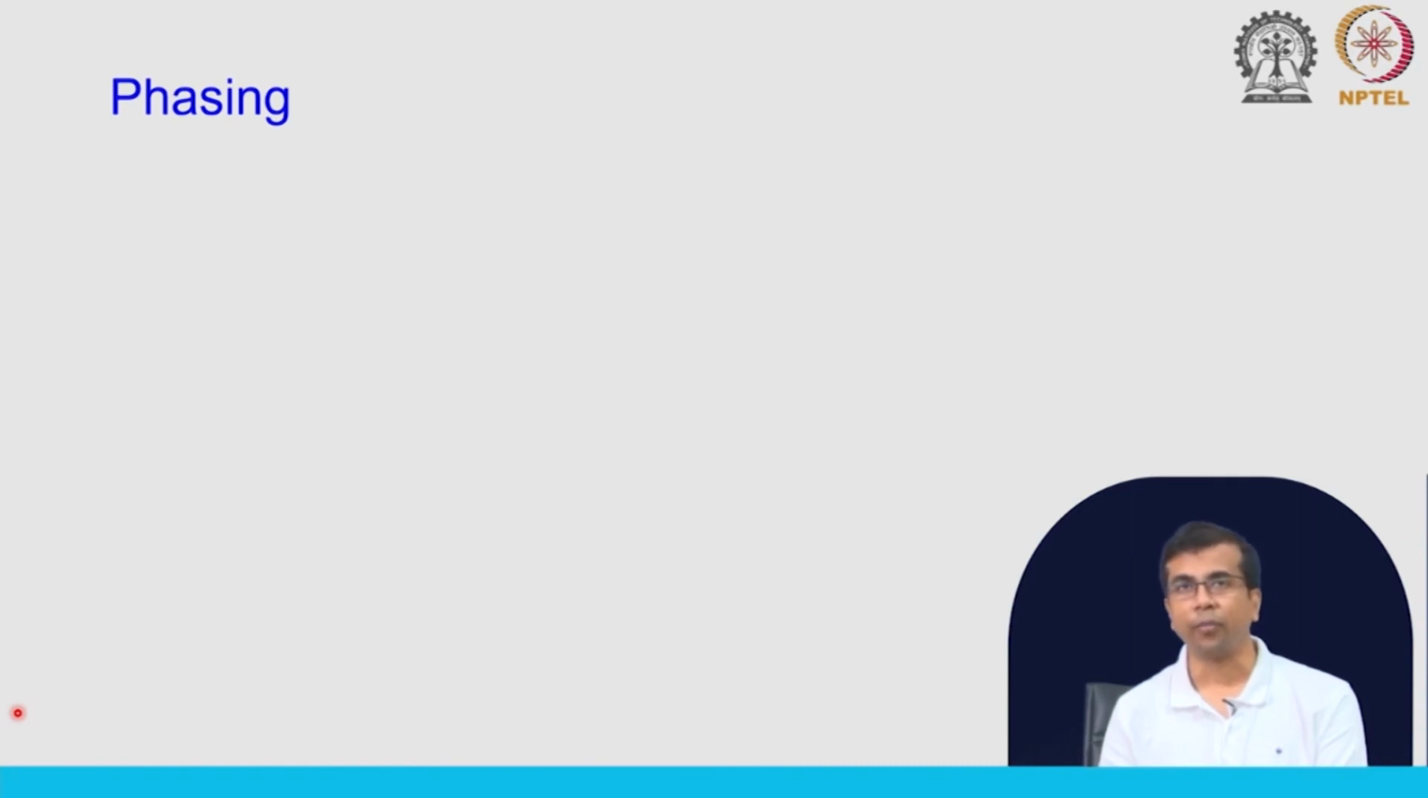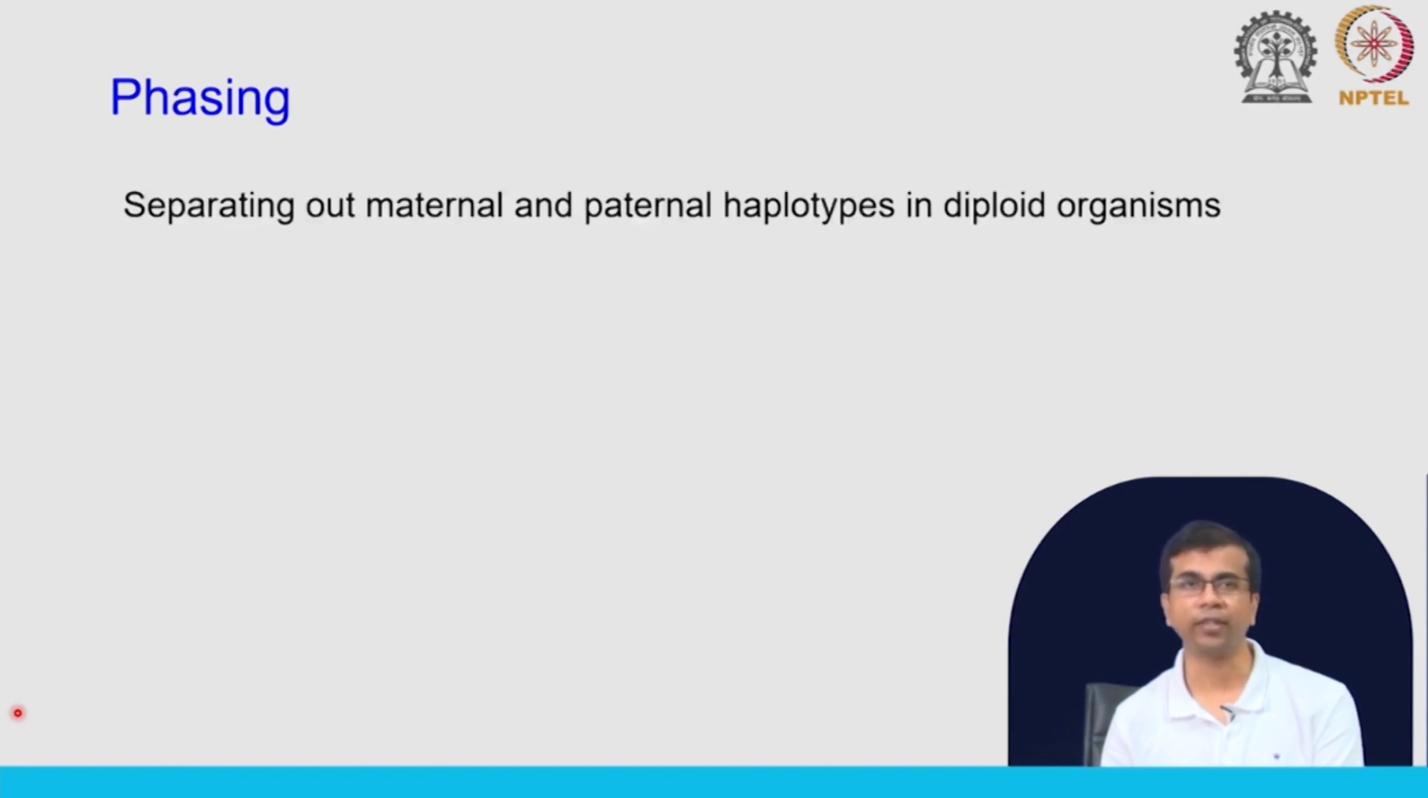There is one final point that we will discuss, something called phasing. This is again related to diploid genomes, like us. If you are working with human genome data and you are identifying variants, sometimes you would like to do this phasing. We will see some of the variant data and you will see the phasing being done. What phasing means is that you have to separate out maternal and paternal haplotypes.